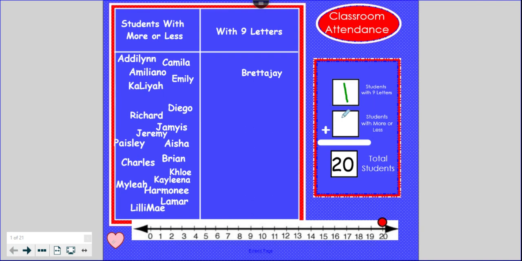So let's put a number. What does a teen number start like? You got it, a number 1. And when I say 19, what other number do you hear in there? I hear 9. Let's read our number sentence from top to bottom. 1 plus 19 equals 20 students in our class. Great job, friends. Bretta J is the only one that has 9 letters in her name.